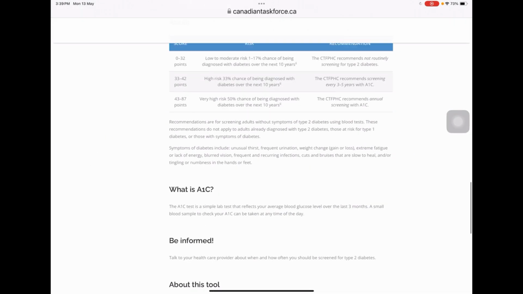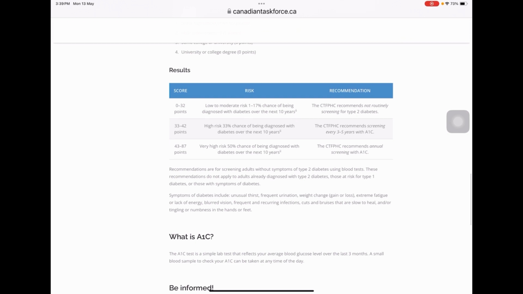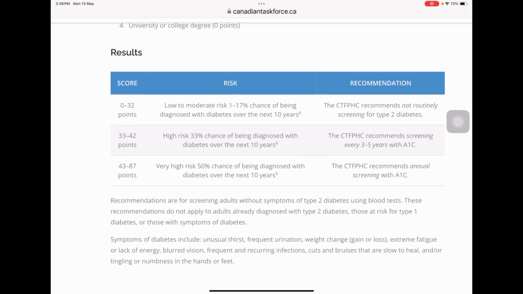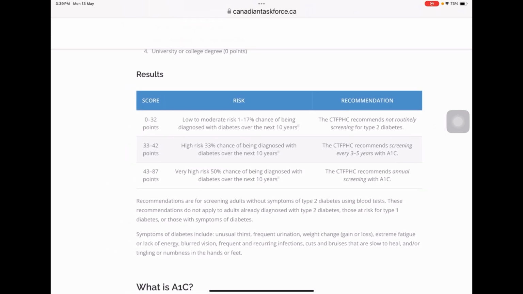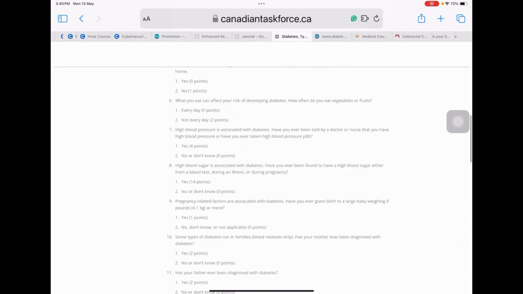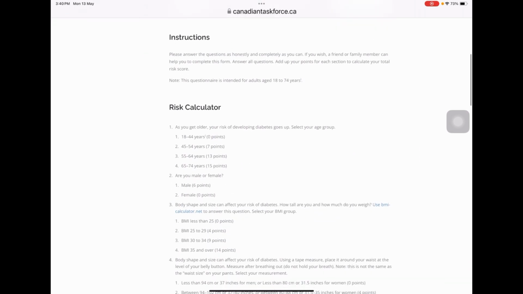So here you go, this is the score. If the points are between 0 to 32, it is low risk, 33 to 42 is high risk, and then 43 to 87 is very high risk. And these are the questionnaire, right?